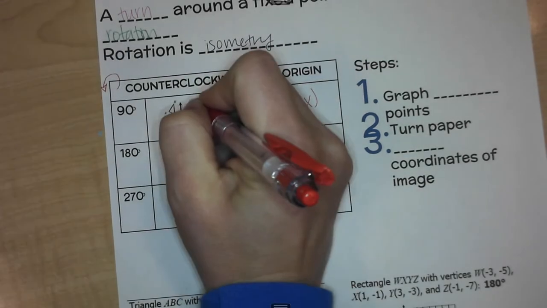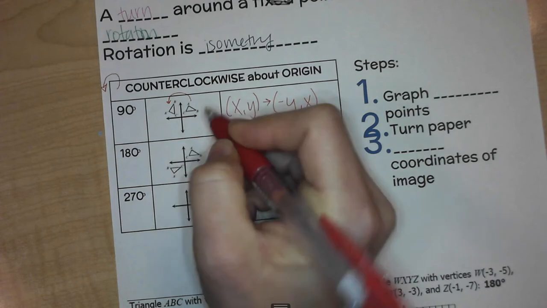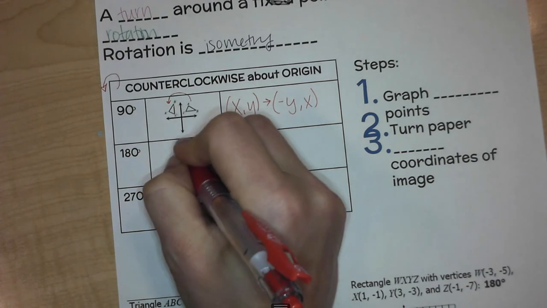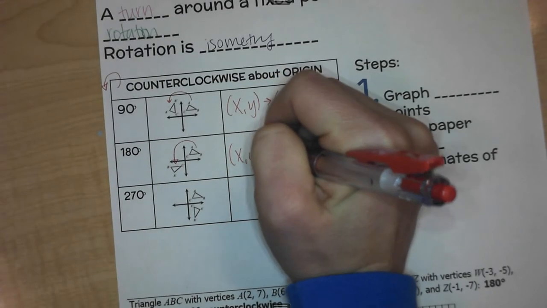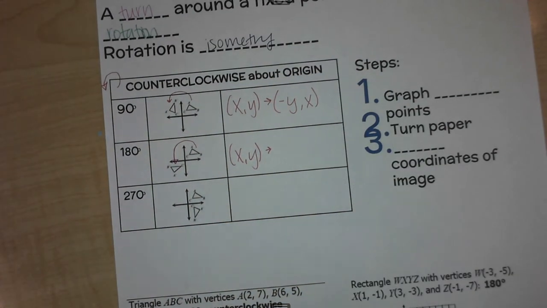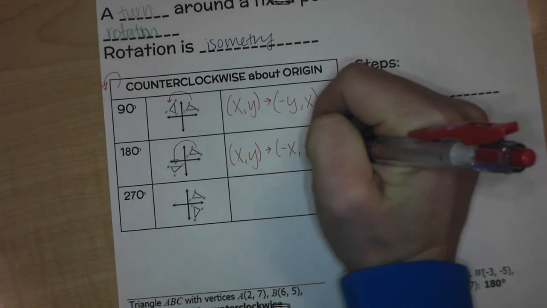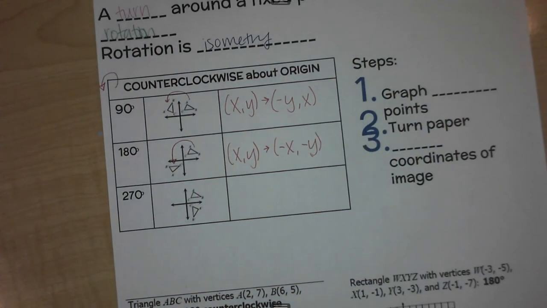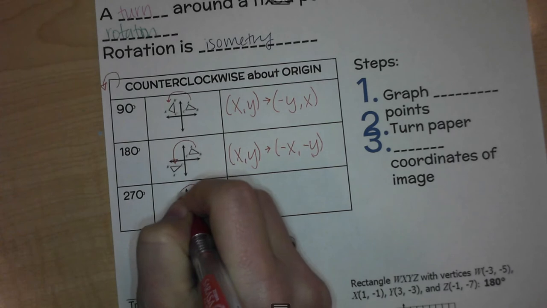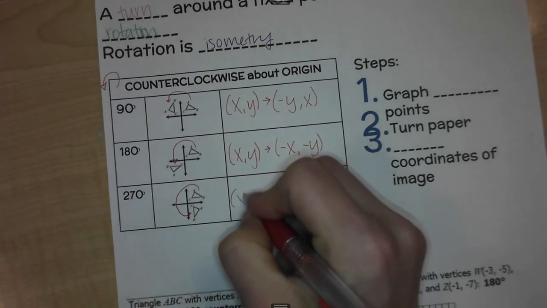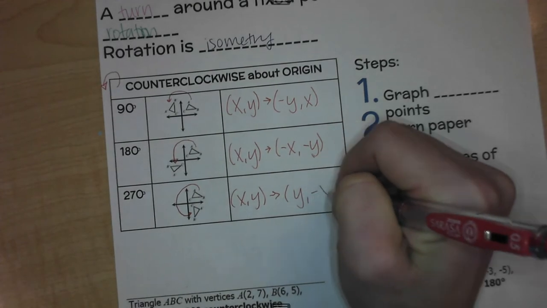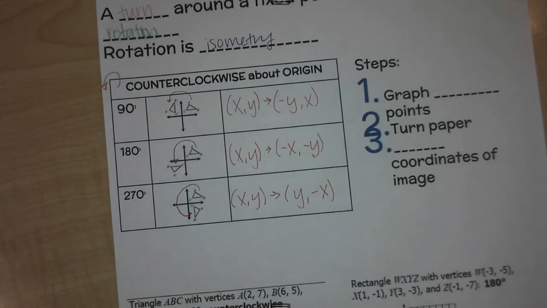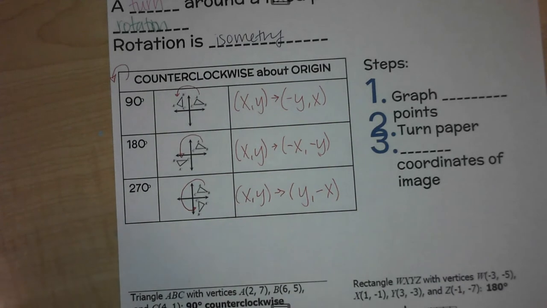If we are going counterclockwise from our pre-image 180 degrees, then our rule is we take the opposite of x, opposite of y. And if we are going 270 degrees, our rule is switch your x and y. This time take the opposite of x. All right, let's look at an example using those rules.